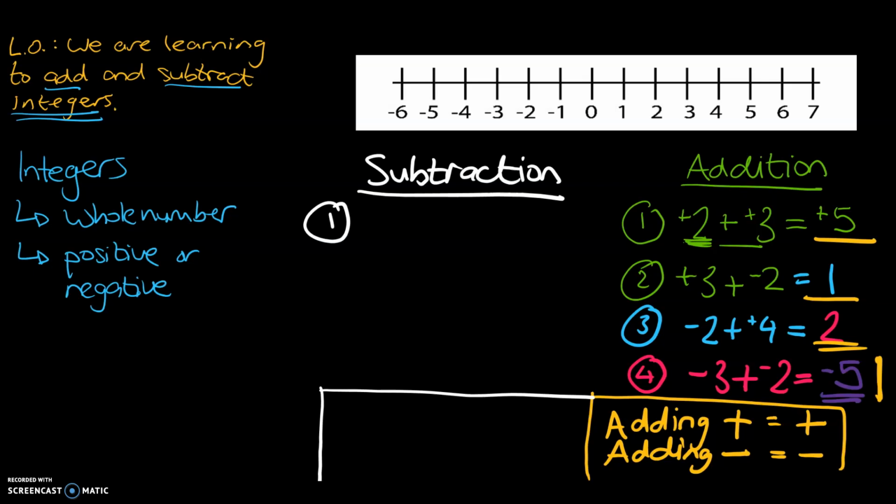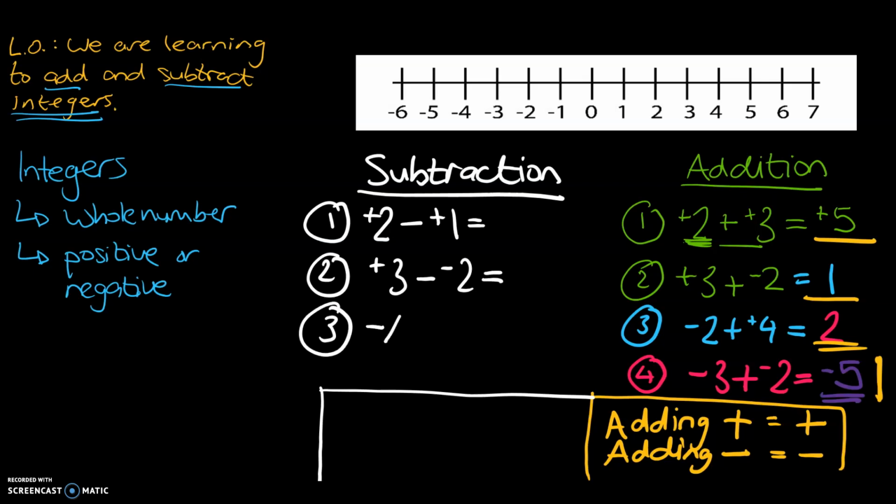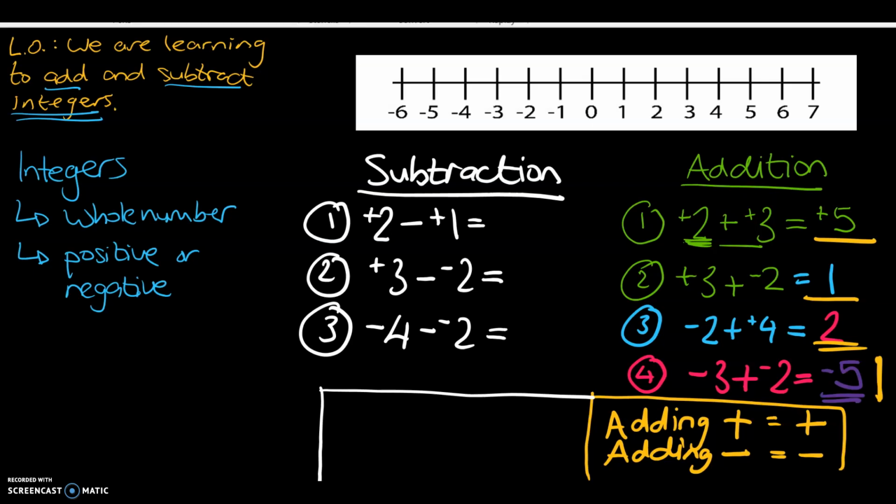So first question, let's say we've got 2 minus positive 1. And then our second question, oh sorry, that's positive 2. We've got positive 3 minus negative 2. And we're only going to do 3 for this one. We've got minus 4 minus negative 2. So we've got 3 questions. Let's see how they go. Let's change the pen color so we can see the diagram a bit better.